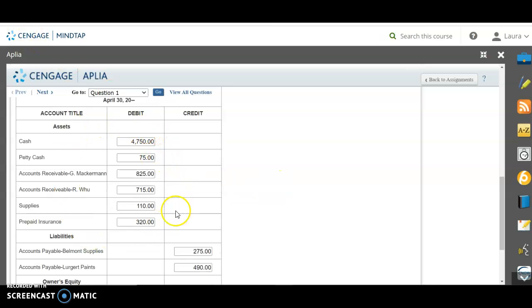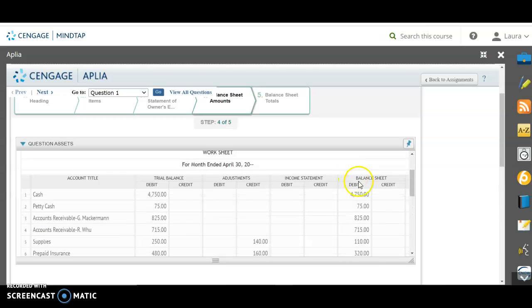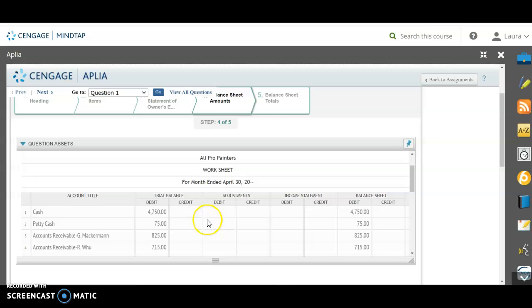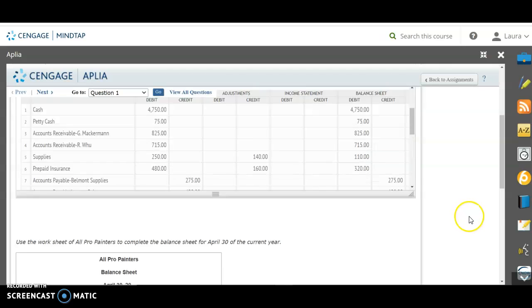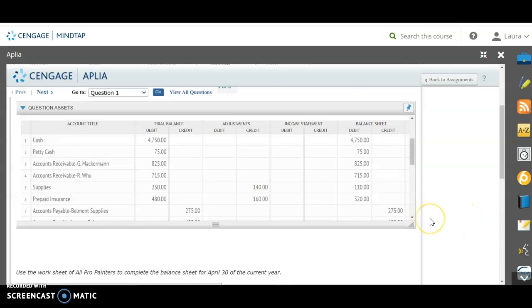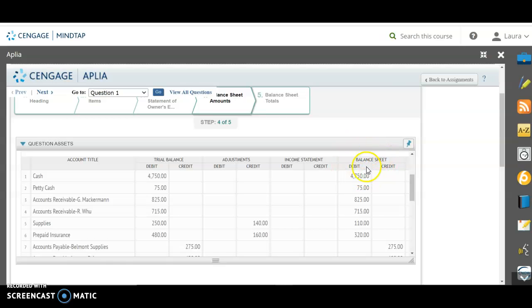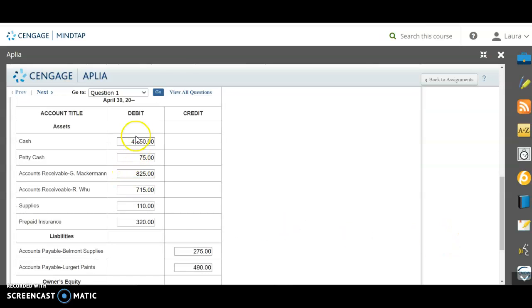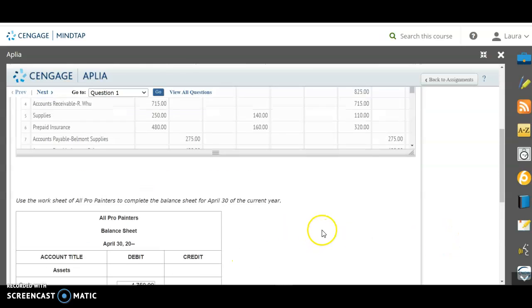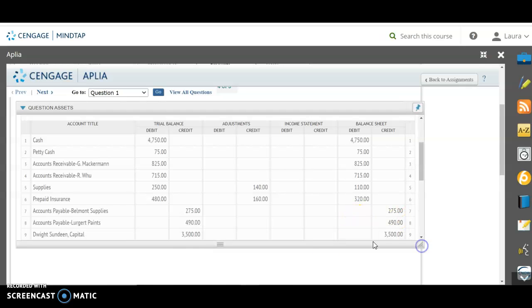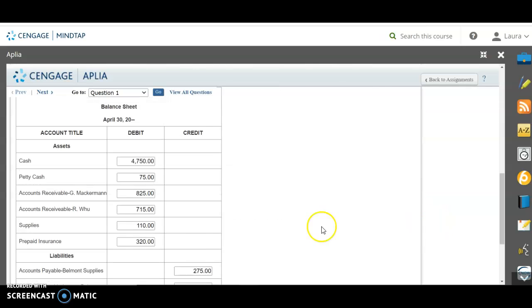So I've plugged all of the information in for our assets, looking at the balance sheet column from the worksheet. So I'm just copying the balance of cash, all the way down to our last one, which was prepaid insurance. Now what you have to be careful of is you are looking at the balance sheet, because if you took the wrong information from supplies from the trial balance, it would be incorrect. So you're always looking at the balance sheet column when you're doing the balance sheet document. So all of those are the assets. Then we took the liabilities, again, from the liabilities in the balance sheet section. So right here, the 275 and the 490.